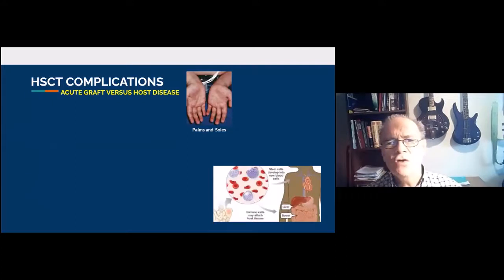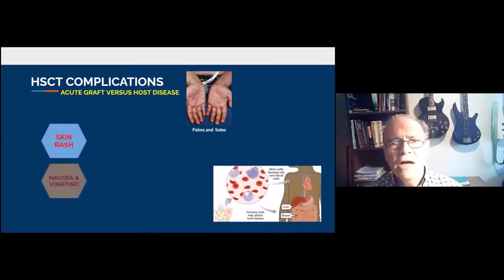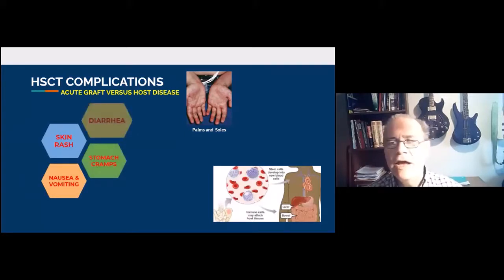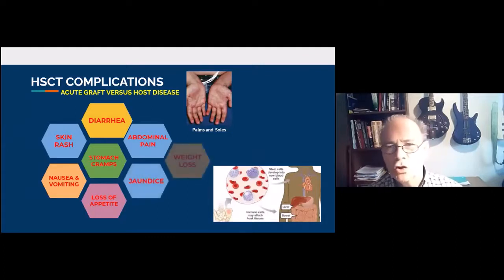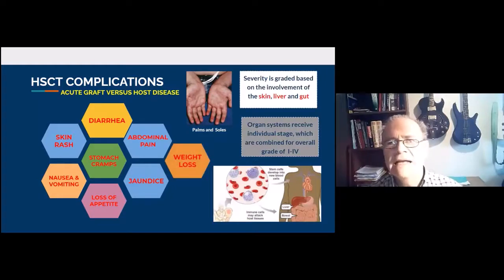Acute graft-versus-host disease shows at the first clinical presentation a skin rash in the palms and soles. Also, the patient has nausea and vomiting, stomach cramps, diarrhea. They also have loss of appetite, abdominal pain, jaundice, and of course, weight loss. Severity is graded, and the targets of acute graft-versus-host disease are the skin, the liver, and the gut.